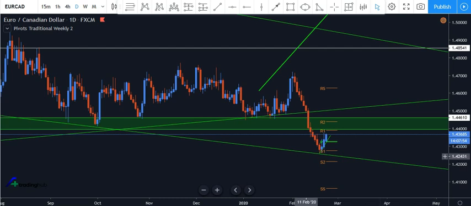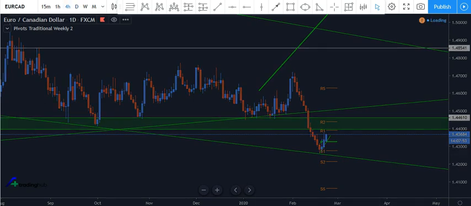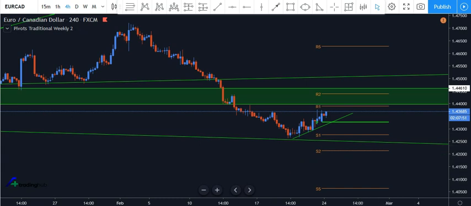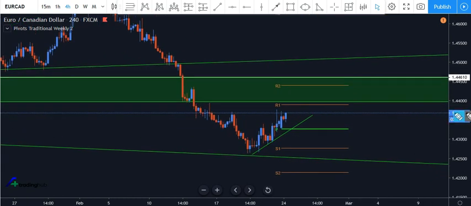So look for entries from PP, and also if price should retest PP like this, and you see a bullish impulse, then you buy. I prefer buying from the PP than buying from up here. So for me, I'm going to wait for price to drop down, retest PP, then I'll see that rejection, then I'll buy it to 1.4461 zone.